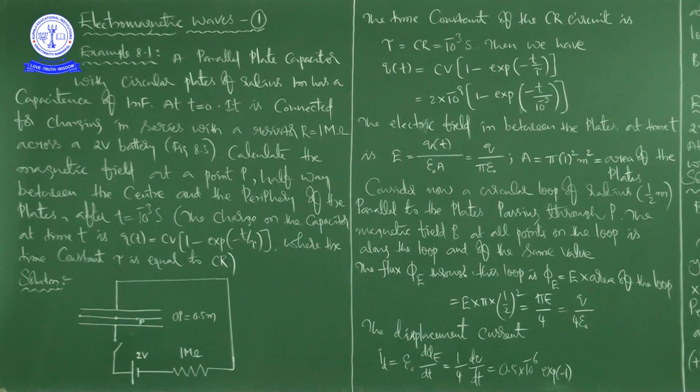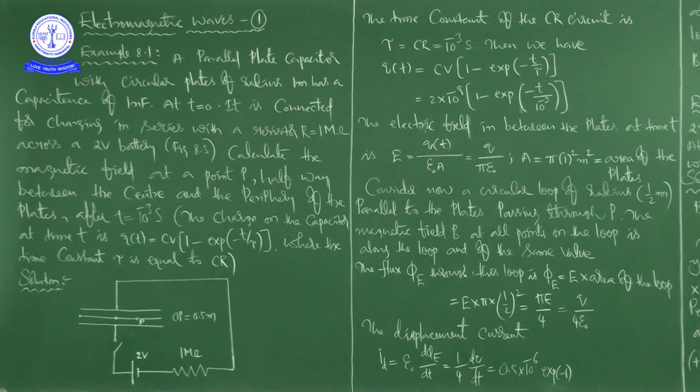Once again from here onwards: at t is equal to 0, it is connected for charging in series with a resistor R is equal to 1 million ohms across a 2 volt battery. Calculate the magnetic field at a point P halfway between the center and the periphery of the plates, after t is equal to 10 to the power of minus 3 seconds.